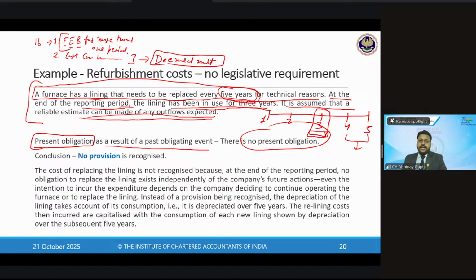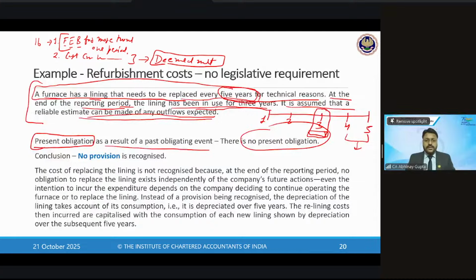Now, let's think through from the Ind AS 37 angle. So Ind AS 37 says there has to be a past event. What is the past event in this case? Has the lining been replaced? No. Correct. Has the lining order been initiated by the company? Not initiated, no. Has the company announced that they are going to initiate the replacement of lining, and they are inviting the quotations? No. Right. So nothing has already been done.